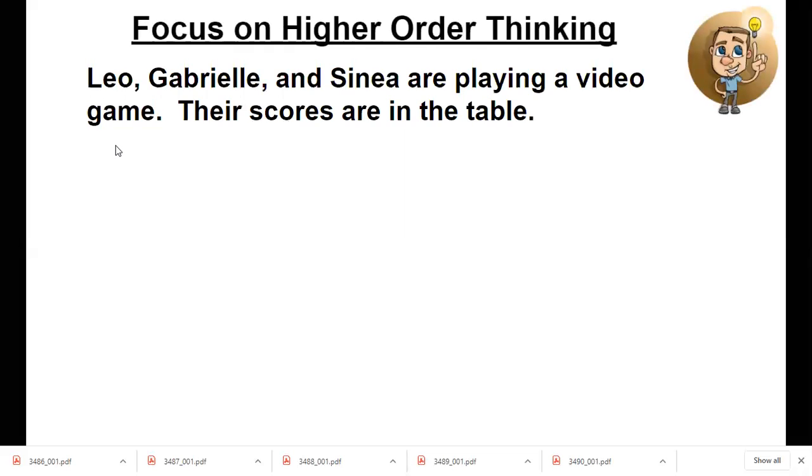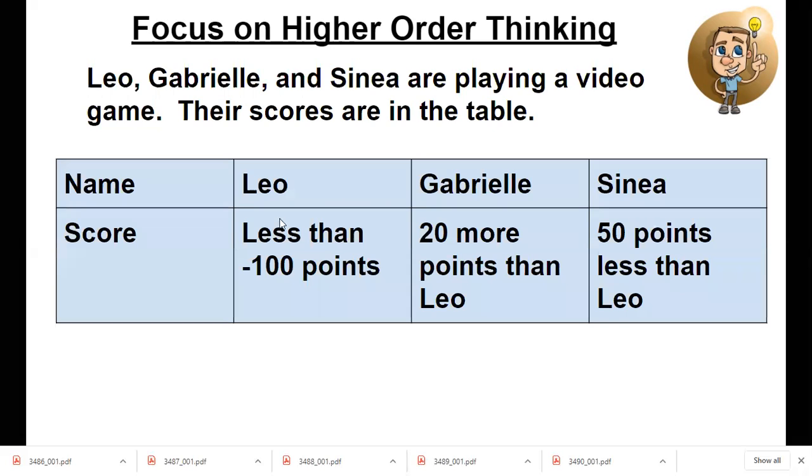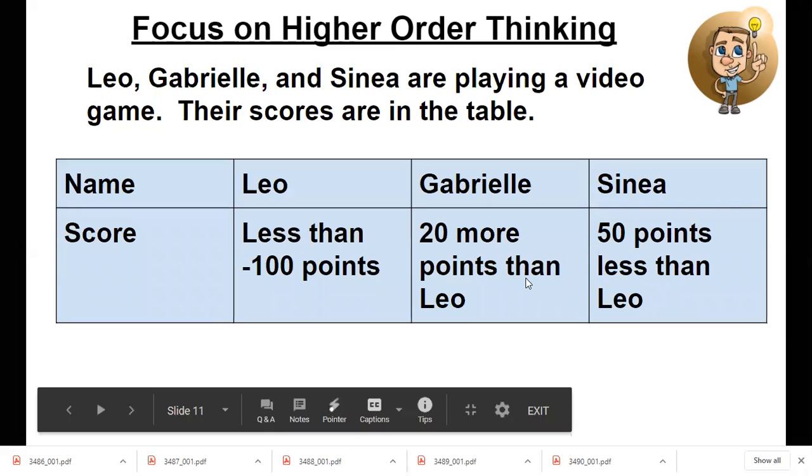Leo, Gabrielle, and Sinia are playing a video game. Their scores are in this table. So Leo has less than negative 100 points. Gabrielle has 20 more points than Leo. And Sinia has 50 points less than Leo.